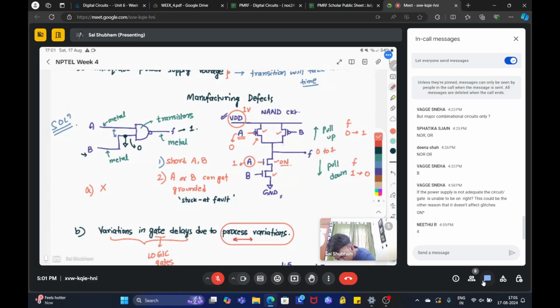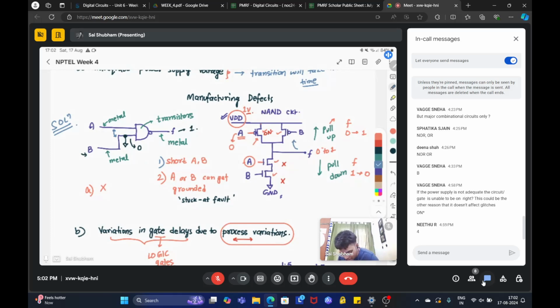So in that case, this pull up network should be on. So either A or B has to be 0. So in this case, if A is 0, these two NMOS are off. So A is 0, so this is on. So what will happen is that if the VDD supply is less, the rate at which you pull it up will be less.